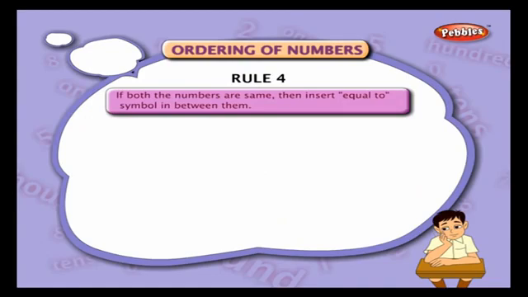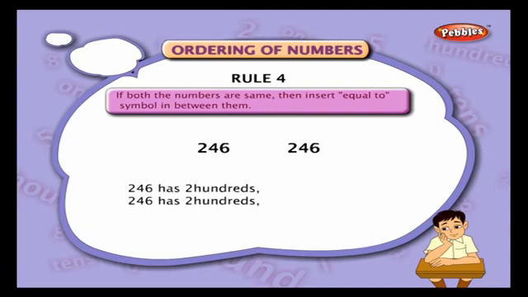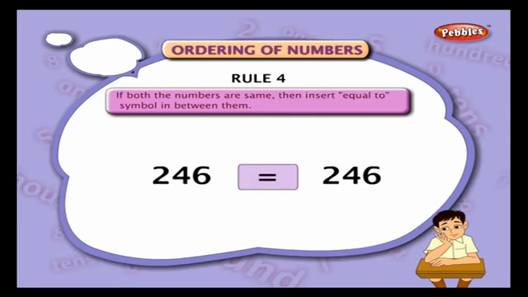Rule 4. If both the numbers are the same, then insert the equal to symbol between them. For example, let us take the numbers 246 and 246. Here, all the places have the same numbers, so both the numbers are equal. 246 is equal to 246. We write this as 246 = 246.